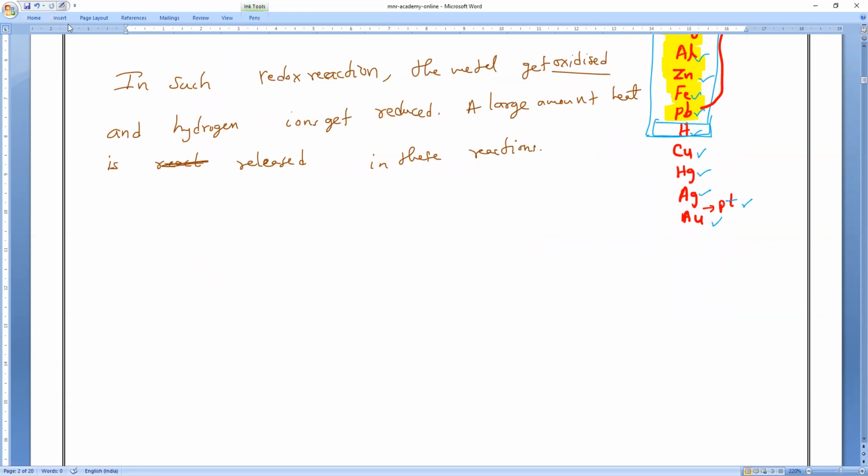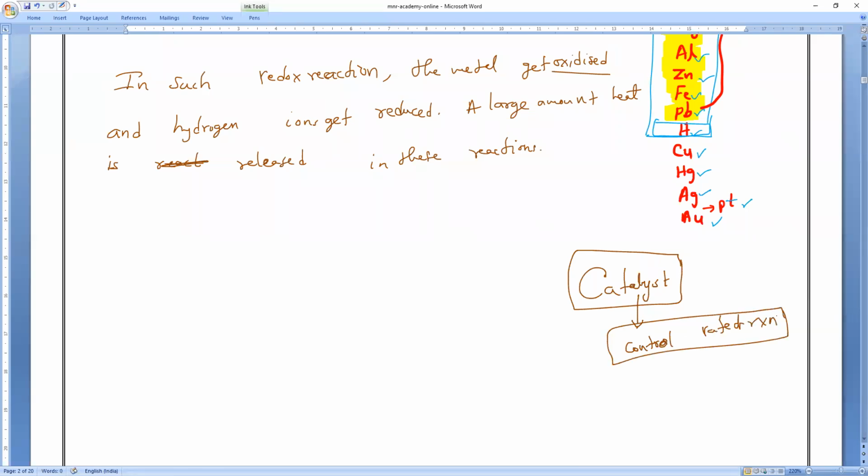Next, do you remember in the first chapter, we specifically used a catalyst. What is the purpose of a catalyst? To alter the rate of reaction, sir. Yes, to control the rate of reaction. If the reaction is taking place faster or slower, we can regulate the speed of the reaction.